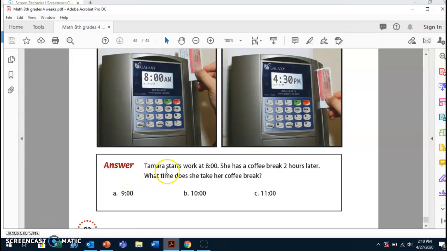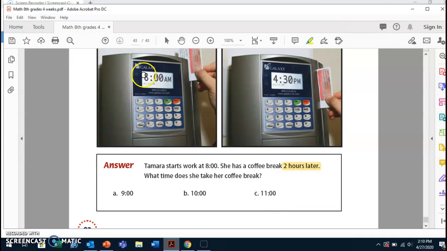And another question. Tamara starts work at 8. She has a coffee break 2 hours later. What time does she take her coffee break? At 9, at 10, or at 11?